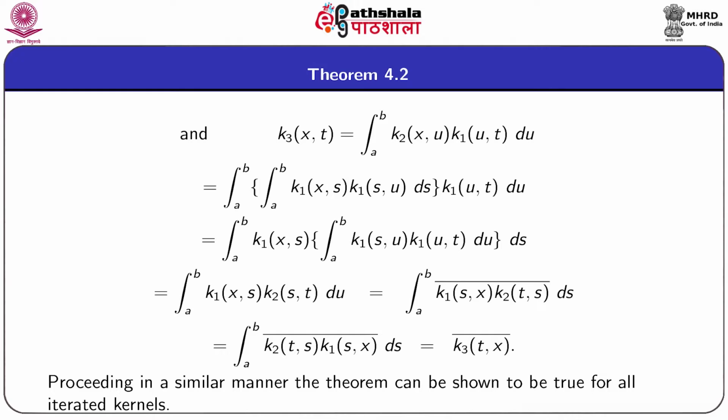So we have shown that K3 x t is equal to K3 bar t x. That means the third iterated kernel is also a symmetric kernel. This is proved based on the fact that K1 x t is a symmetric kernel mainly, and also K2 x t is a symmetric kernel. So if we proceed in a similar manner, we can prove the theorem for all iterated kernels.